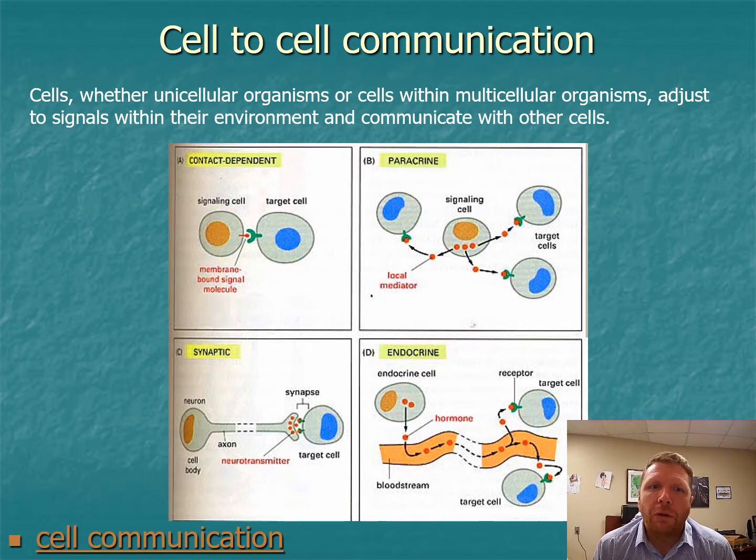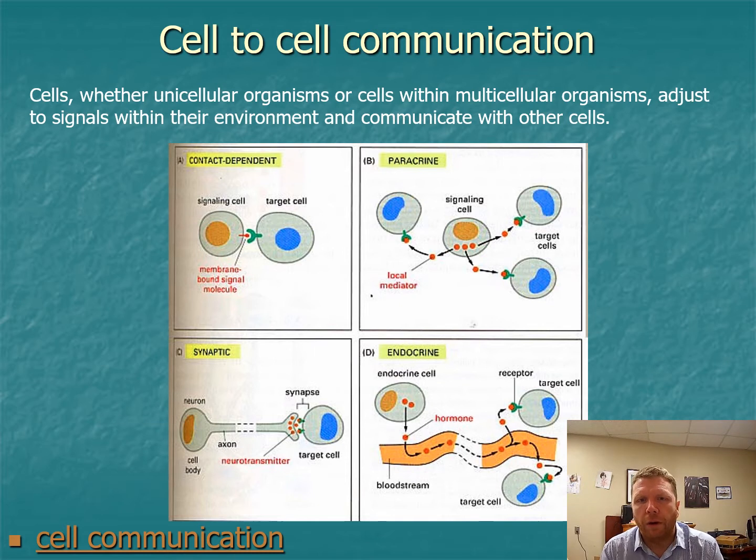How do cells communicate with one another? Whether they are a unicellular organism or part of a multicellular organism, cells are going to adjust within their environment and communicate with one another. In the upper left-hand corner, we've got contact dependence. A signaling cell has a membrane-bound signal molecule that comes in contact with a target cell that has a membrane-bound receptor protein. So you have that direct contact between the signal and the receptor.